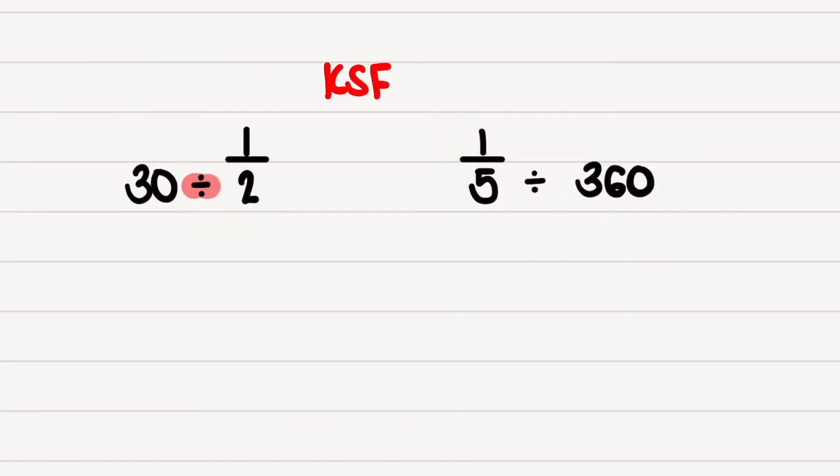All right, if I look at the next example, I have 30 divided by a half, but the 30 is also a whole number, so I'm going to change the 30 into a fraction to be 30 over 1.